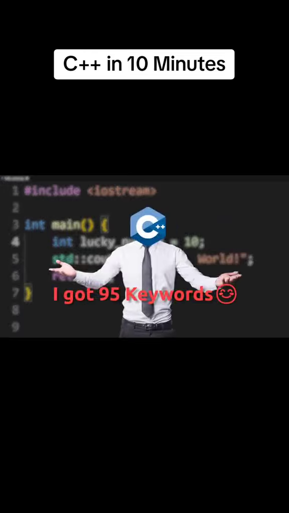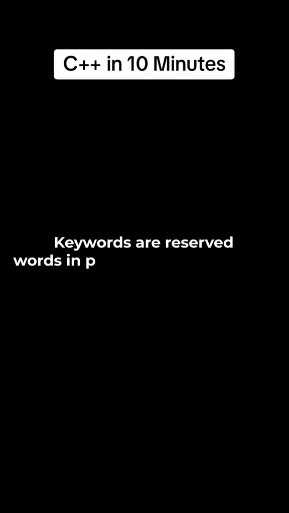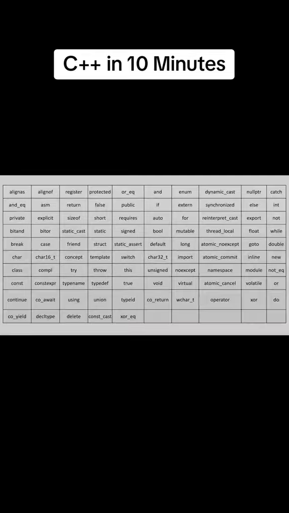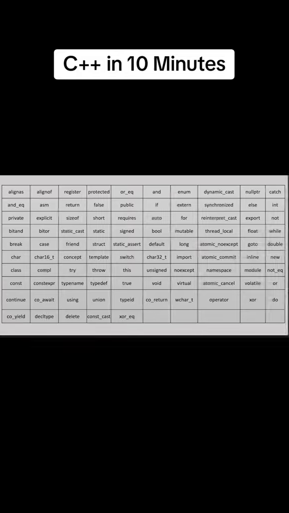There are a total of 95 keywords in C++. Keywords are reserved words in a programming language. These are those 95 keywords. It is important not to use these as variable names, function names, etc.